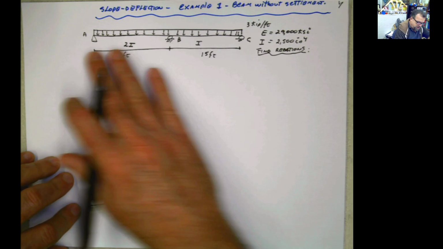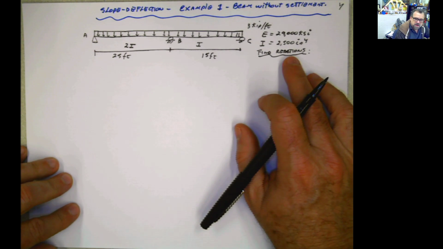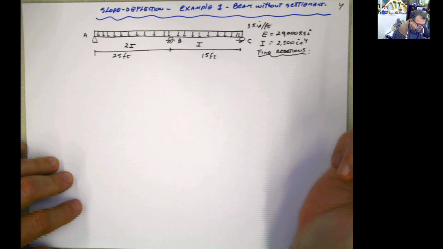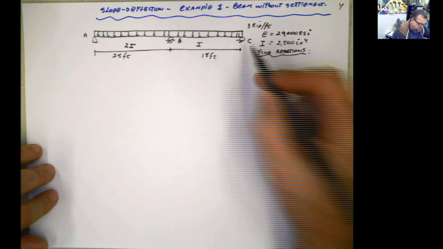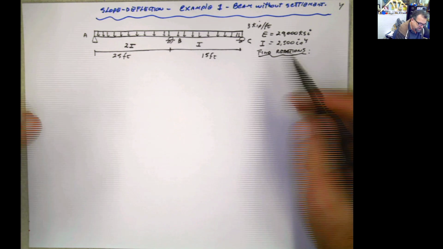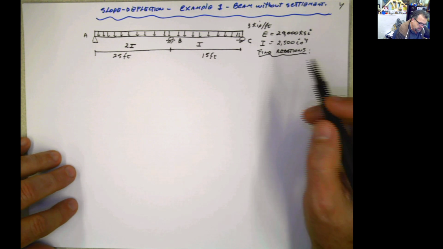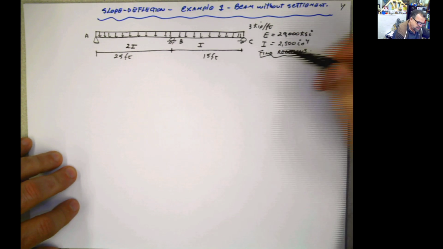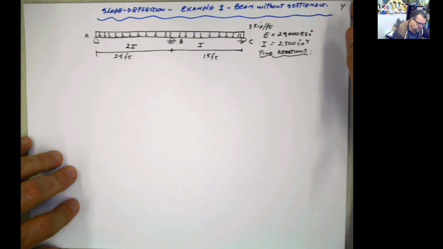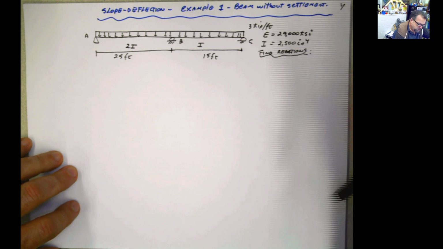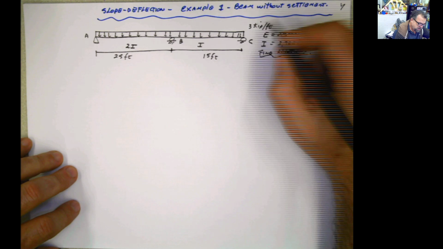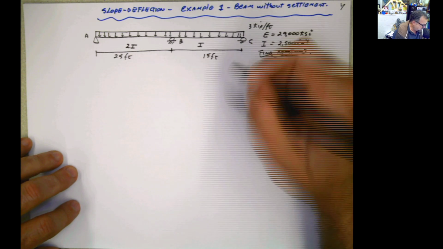So let's solve this problem. We have to find the reactions. This is a continuous beam. We have 2, 3, 4, 3 equations. So that means that we have one redundant. And I think I presented this case also before by using the force method, I'm not so sure about it. But let's use the slope deflection method for doing this.